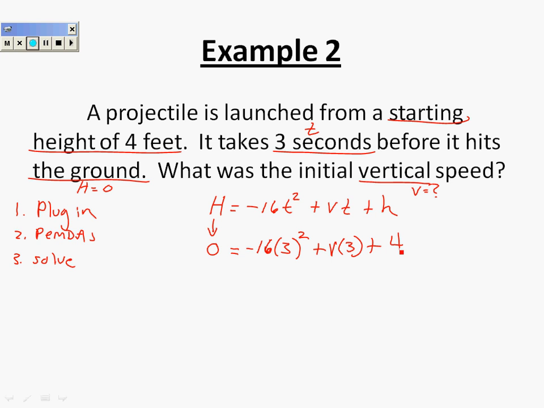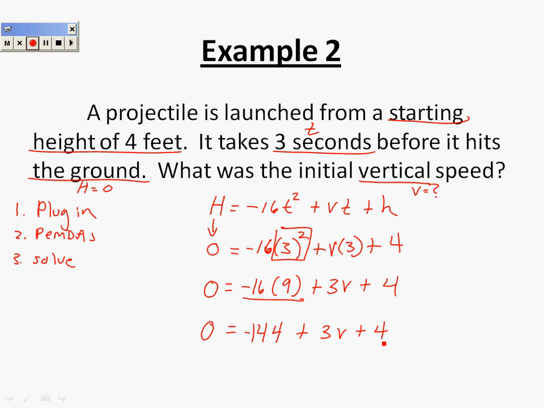From this point, the steps are pretty much the same. PEMDAS, solve. So exponents first. Negative 3 squared is 9. Multiply. Negative 144, I think. Combine your like terms, negative 144 and 4. It's negative 140. Notice that they're opposite signs, so what you would do is subtract them, and you take the sign of the bigger number, so it's negative 140. So those two came together to make negative 140. We have the 3v still. Now what? We're going to solve.